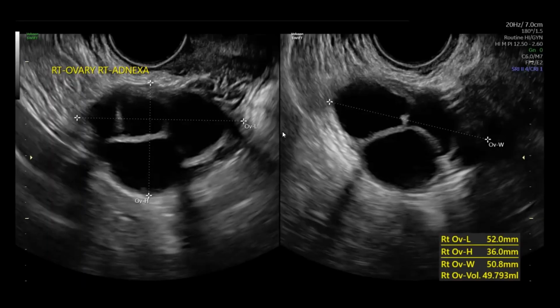Moving on to the right ovary. So the right ovary is clearly a lot bigger than the left ovary. The right ovary in volume is almost 50 milliliters. And we are getting a sense here of some sort of cystic lesion. And I'm already getting a sense of a multiloculated cystic lesion.